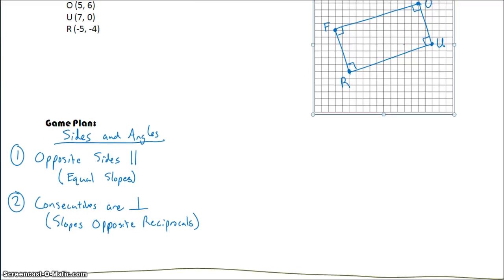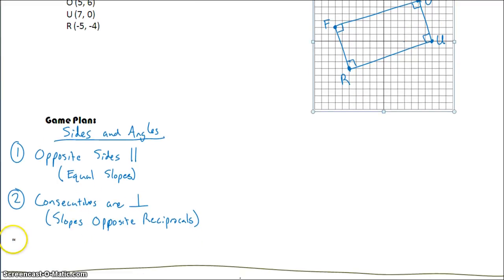Now I need to make sure that I have a rectangle and not a square. The difference between a rectangle and a square is this. In a rectangle, my opposite sides are congruent, but my consecutive sides are not congruent.